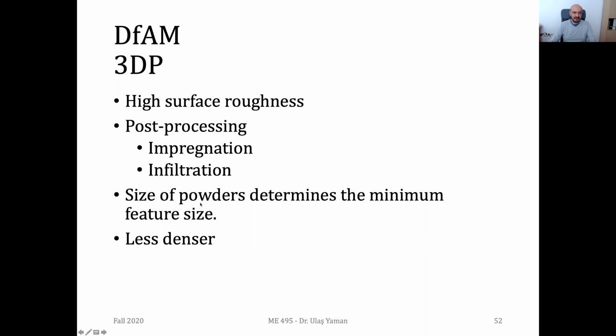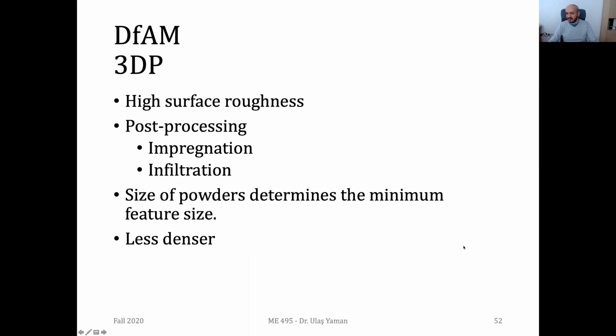And obviously, we are aware of this issue. The size of the powders is highly important. They will determine the minimum feature size, which is usually around 50 micrometers or somewhat less than that. And since the process is not complete after the part is obtained in the printing, we need to do post-processing. The parts are not highly dense as compared to selective laser melting. These are less dense products.